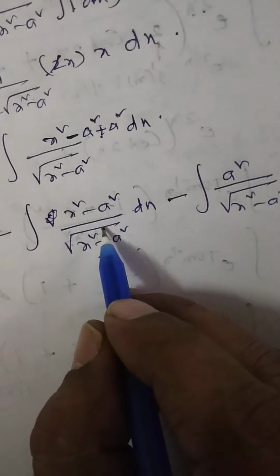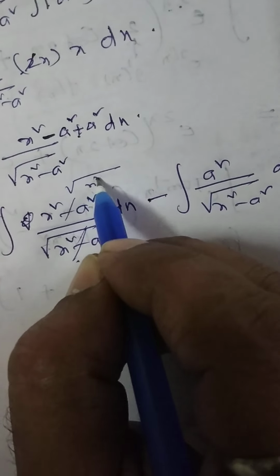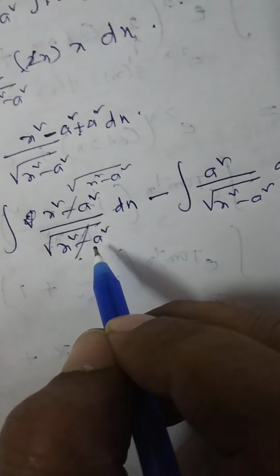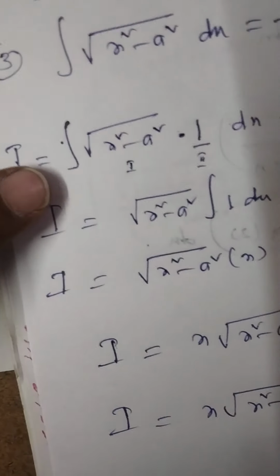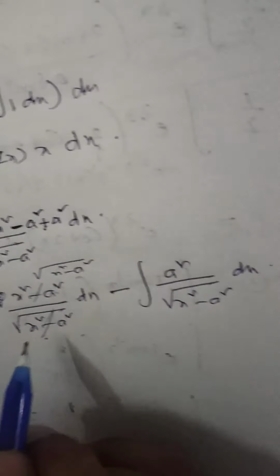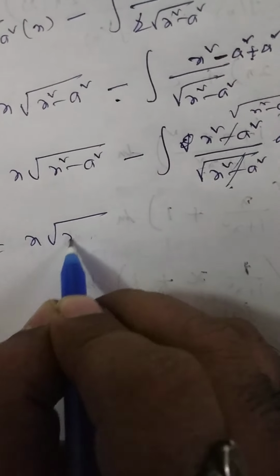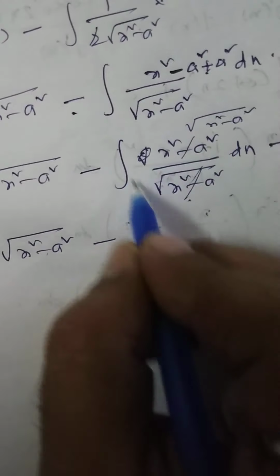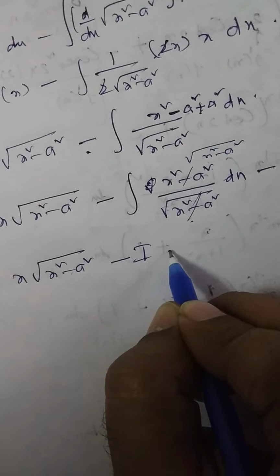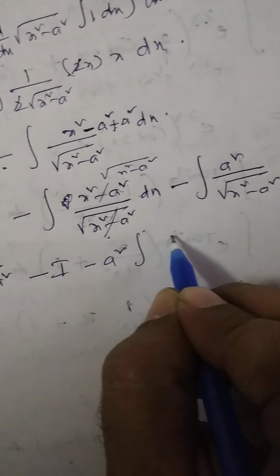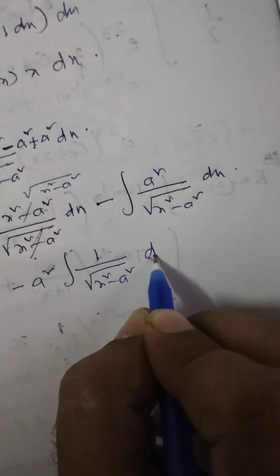Okay, so here on cancelling this will be what? This will be like root of x square minus a square only, that is nothing but I only, no? I is equal to root of x square minus a square only. Now on cancelling here we are getting x square minus a square only. So I is equal to x into root of x square minus a square minus, this is what? Equal to I minus a square into integration of 1 by root of x square minus a square dx.